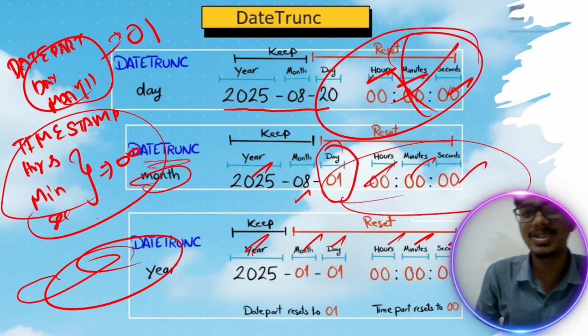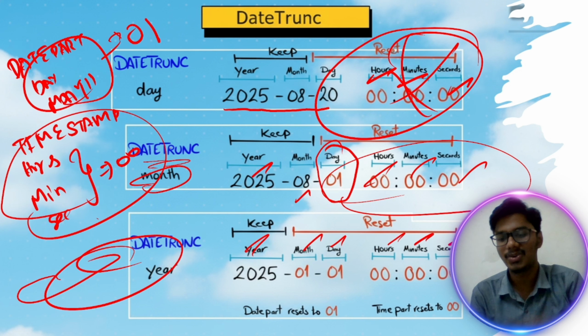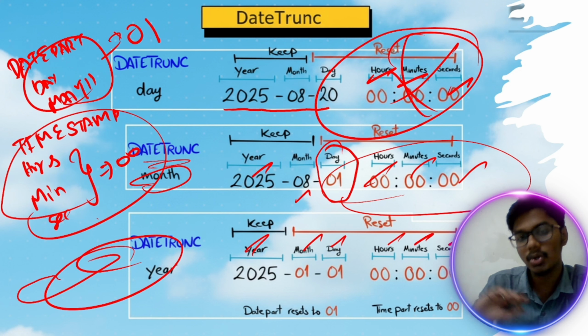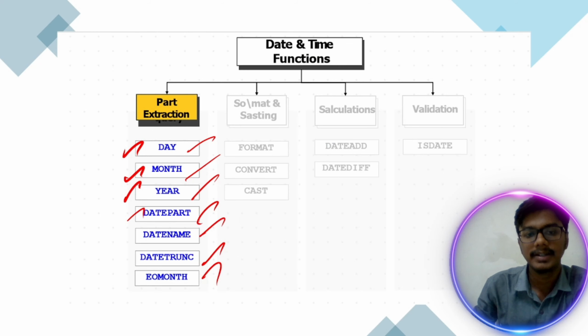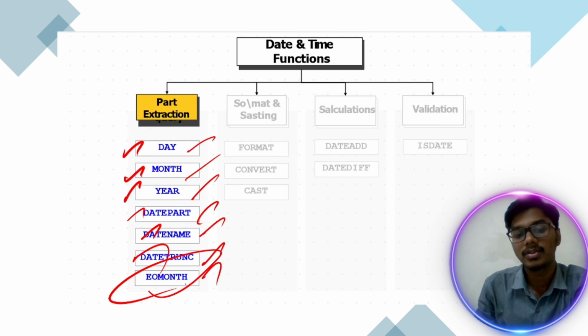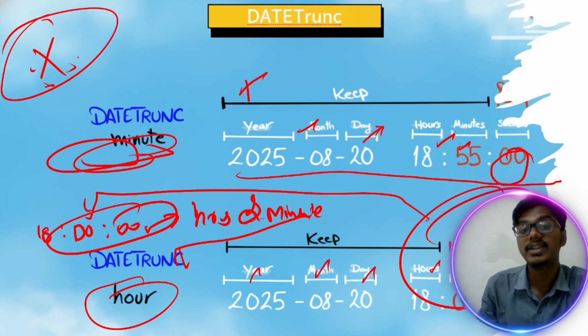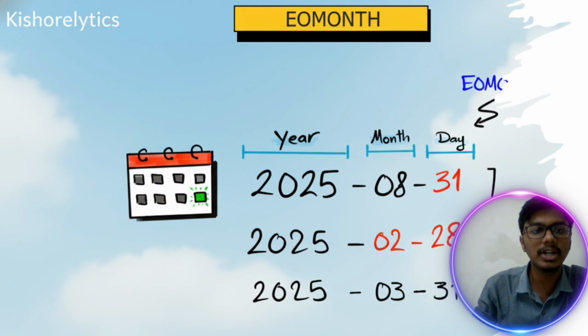How the PhD students and how the scientists are working with SQL, right? It's very interesting, right? Already we have completed day, month, year, date part and date name, and we have completed DATETRUNC. So now, what is meant by EOMONTH? As the name itself suggests, EOMONTH means the end of the month.